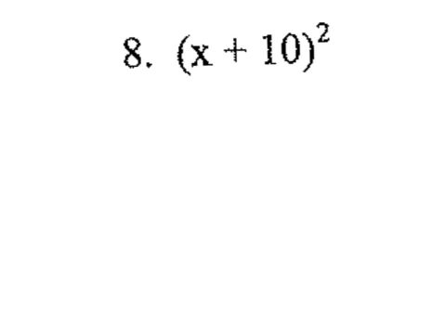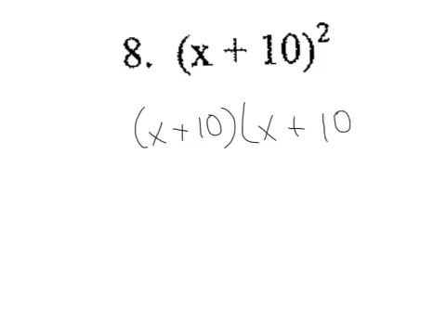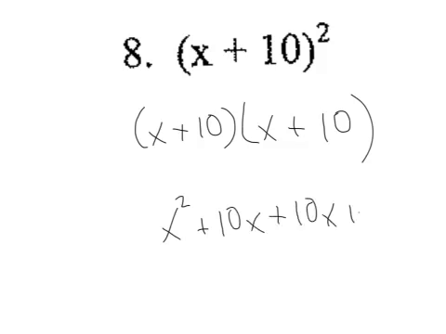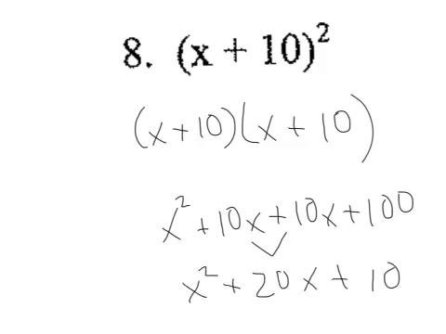Number 8 is a little different. The squared means that you're going to multiply it times itself. So it's going to look like this. Your answer is not going to be x squared plus 100, which is what you would think it would be. When you square that, you have to do the box method. So you've got x squared plus 10x plus 10x plus 100. And you've got 20x when you combine those, and you're plus 100. And you can bet that the AccuPlacer is going to have x squared plus 100 as an answer.